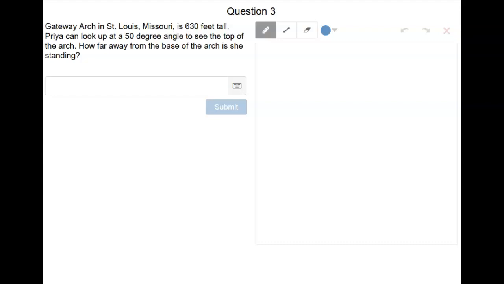Question 3. The Gateway Arch in St. Louis, Missouri is 630 feet tall. Priya can look up at a 50-degree angle to see the top of the arch. How far away from the base of the arch is she standing?